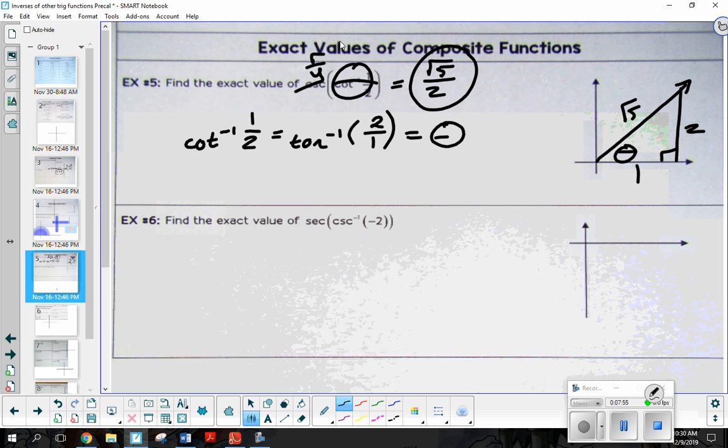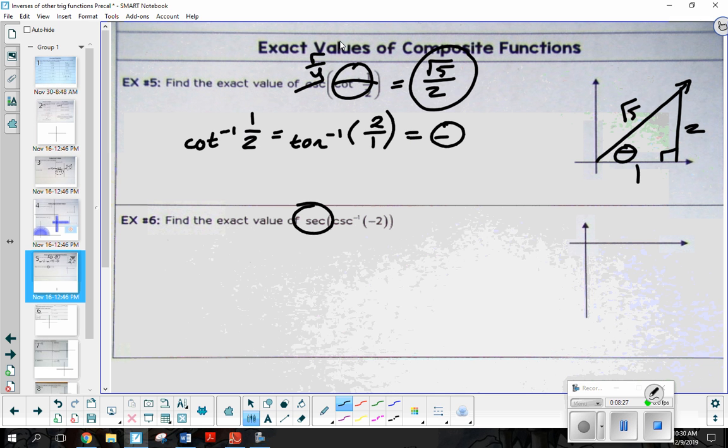All right, so let's try this next one. Find the exact value of secant of cosecant inverse of -2. Let's try this one on our own. Okay. Now, this one, like the previous, how do I know that my final answer has to be a ratio and not an angle measure? What about the composition tells me that? Yeah. The last thing you have to evaluate is secant. It's just a normal trig function. Remember, a normal trig function will always provide a ratio.